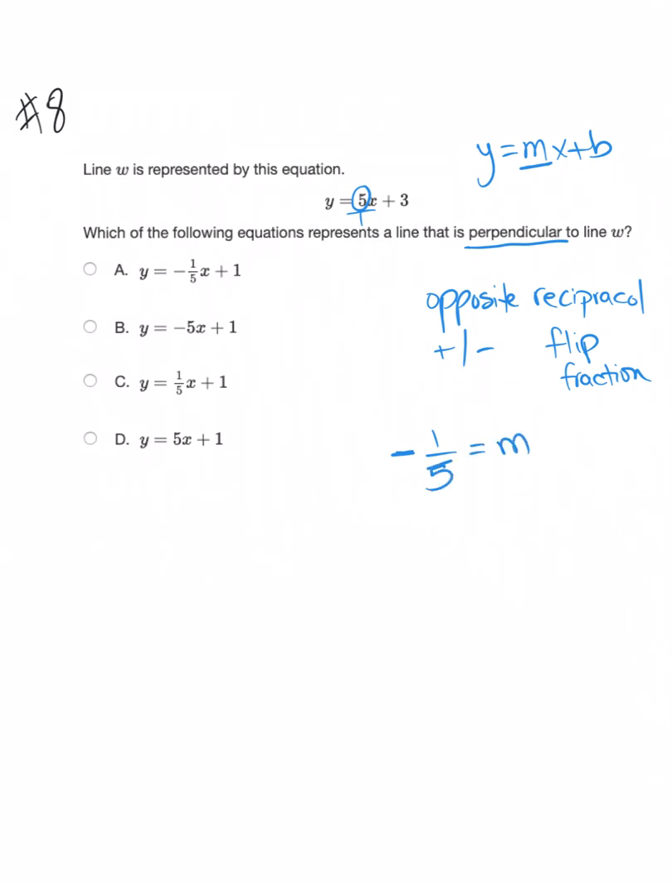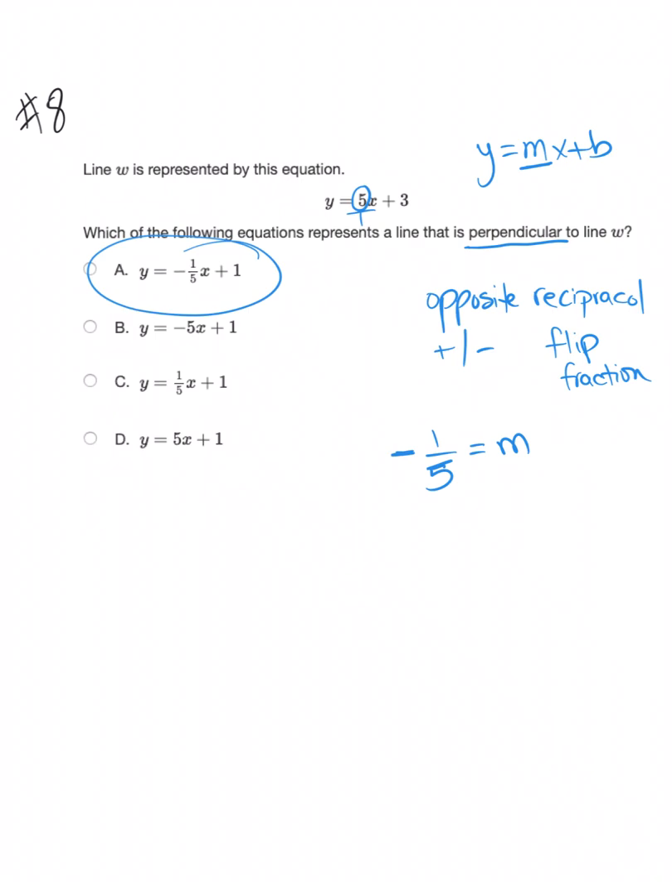be negative 1/5. And thankfully, when you look at our choices here, the only option is negative 1/5 x plus 1. On the off chance it had multiple, if you had two answers here that both had a slope of negative 1/5, they would have also given you a point on the line which the perpendicular line included.